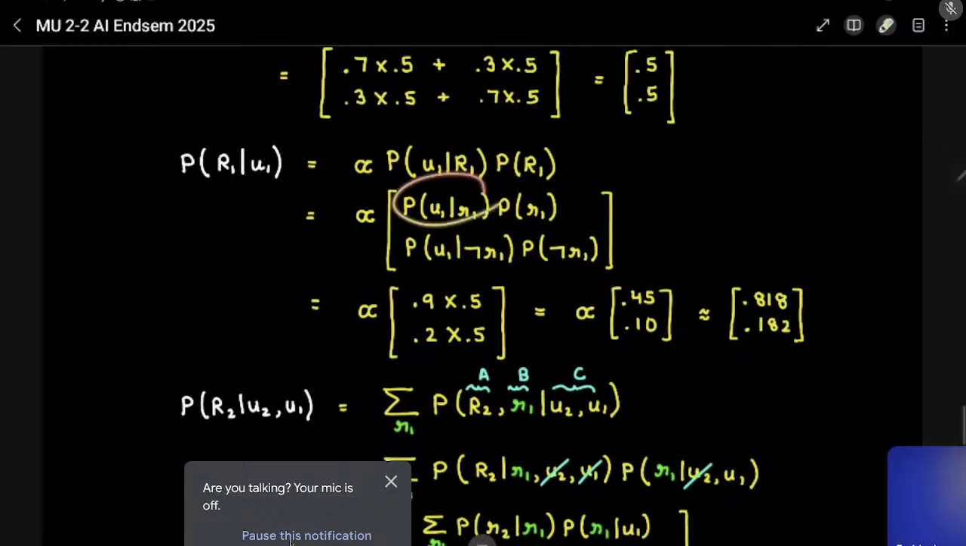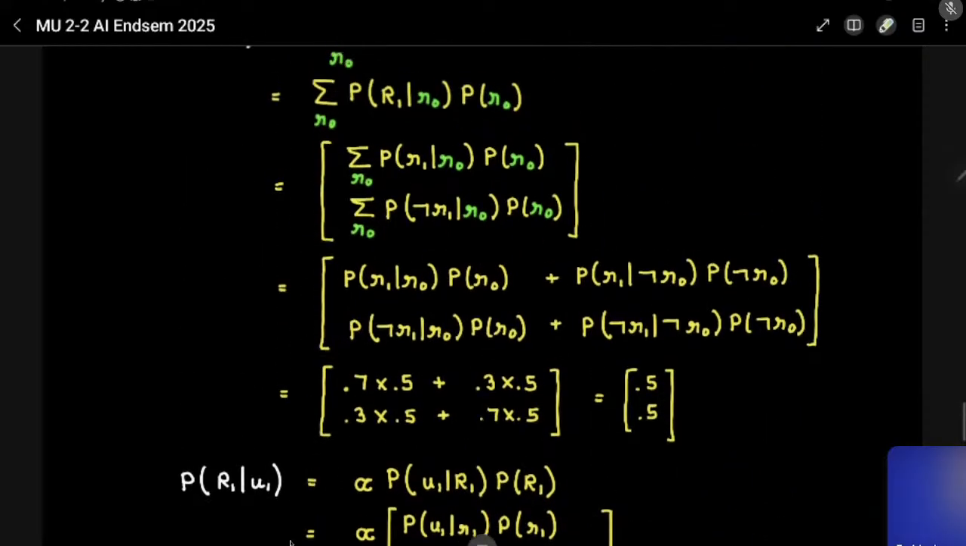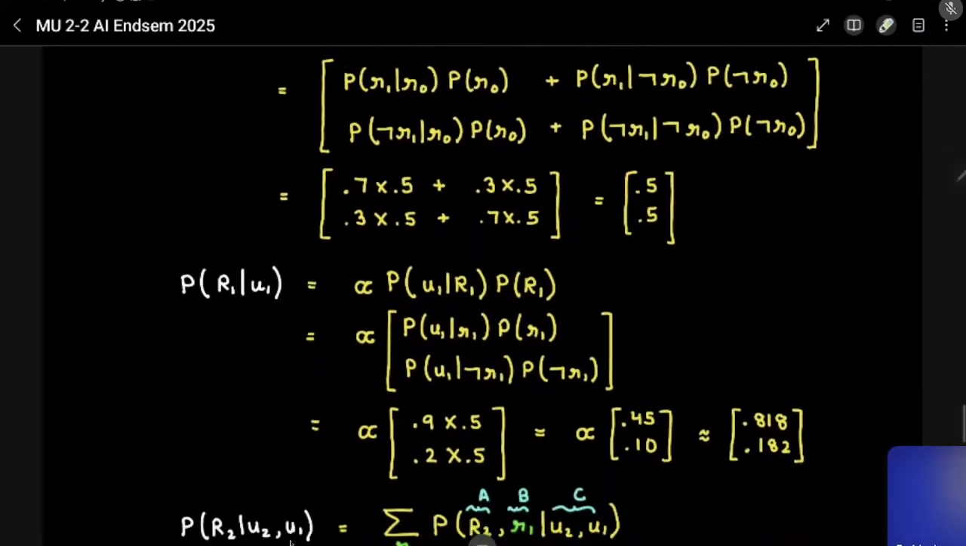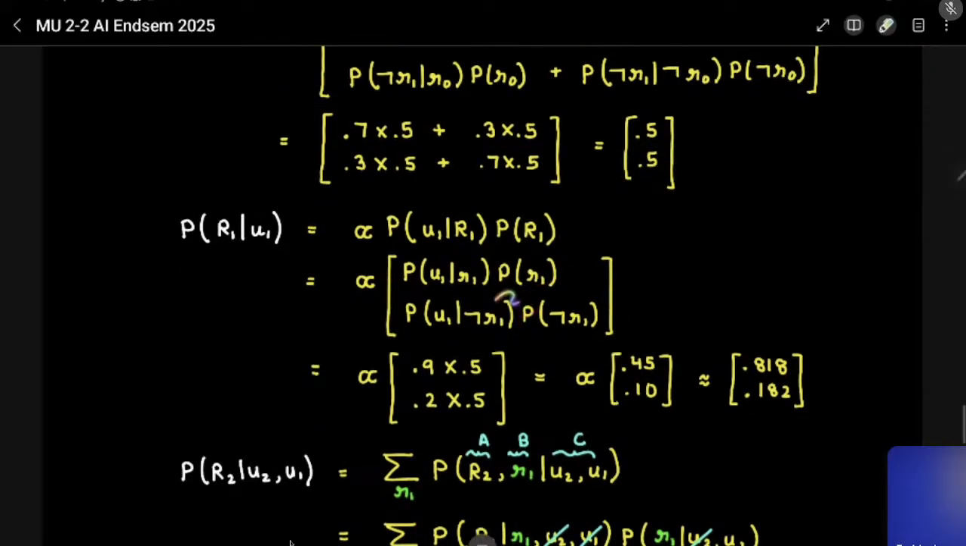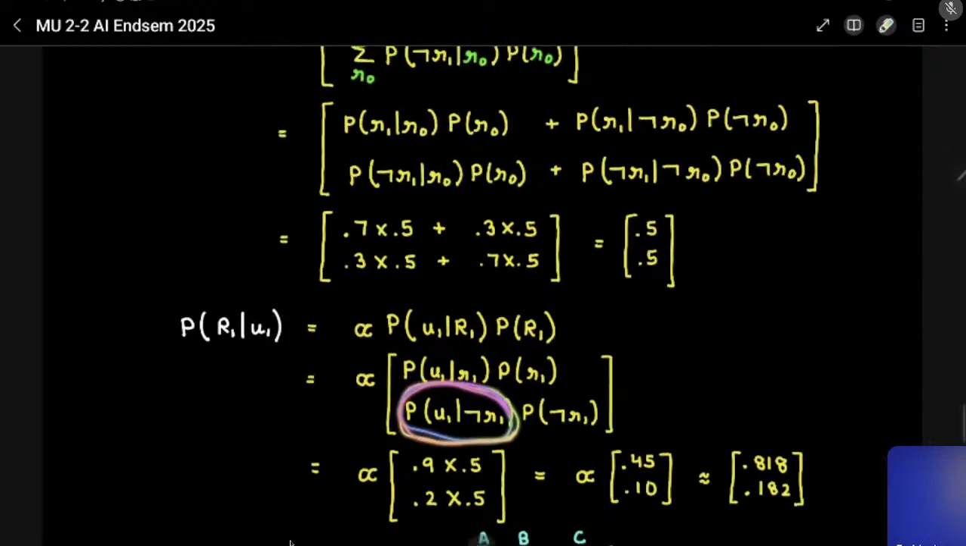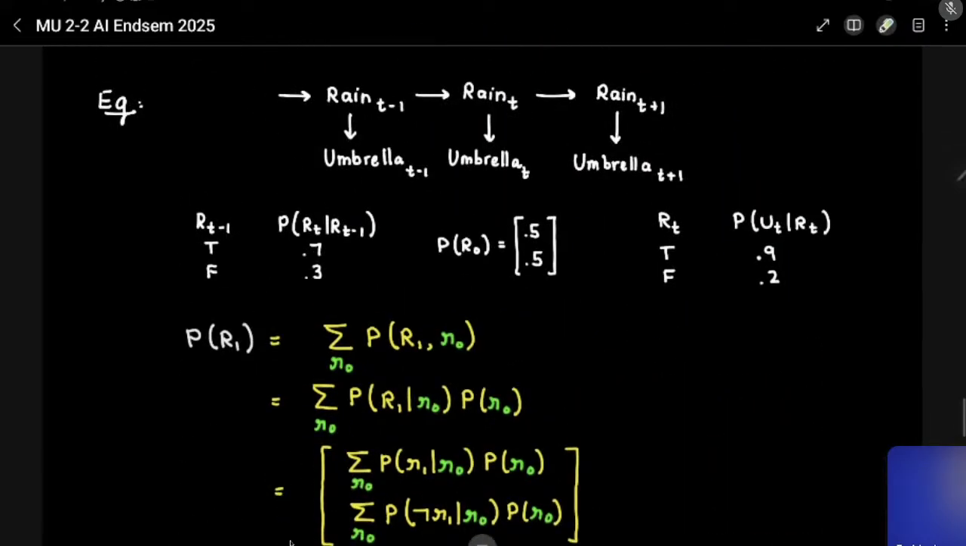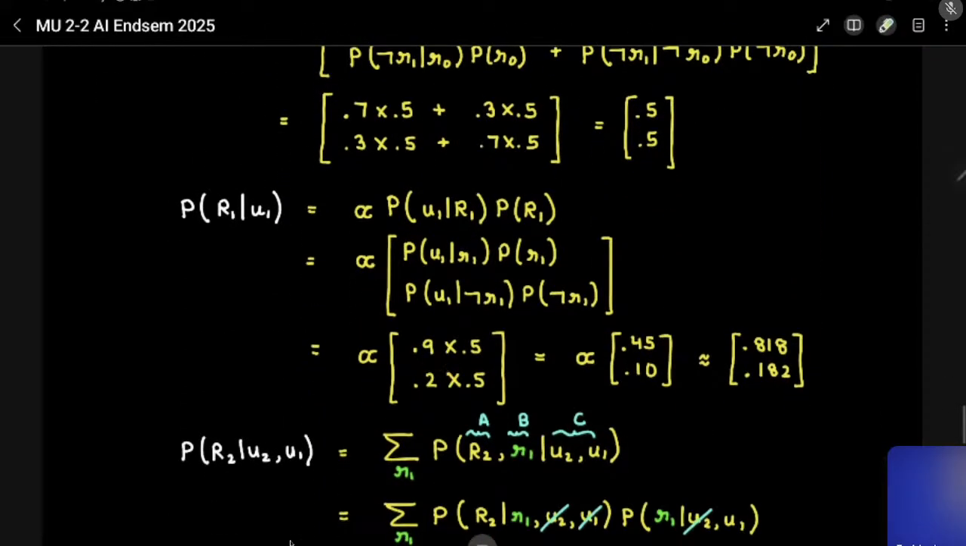Now this is an emission probability. This probability we already computed. Here P of R1, P of not R1 is also here. So let's see, how do you get this number? Let's look at the table. Not R1 is given. We have to find the probability of U1 given not R1. So what is the probability of U1 given not R1? It is 0.2. So you keep looking in the tables and you keep substituting the values.